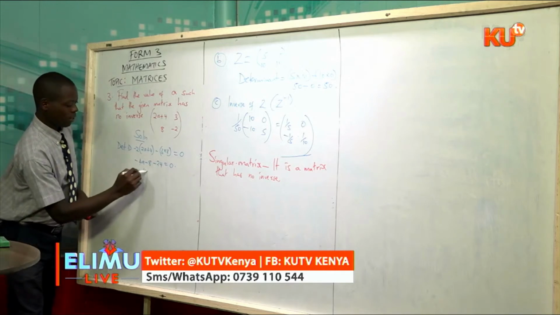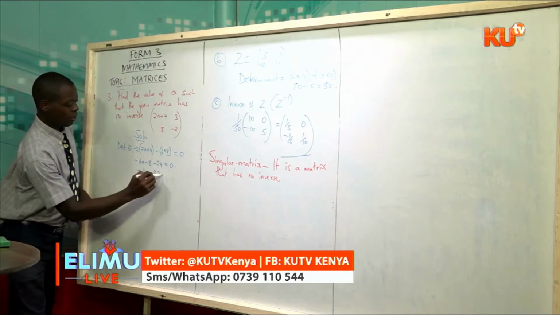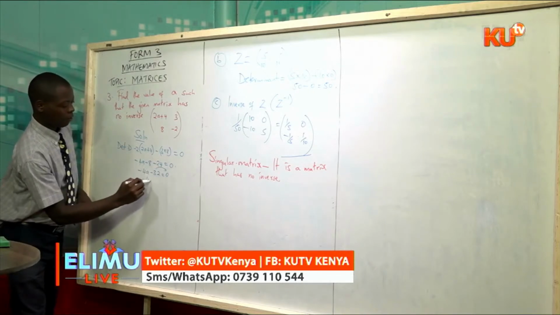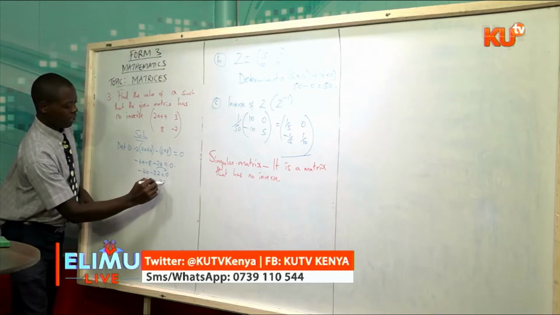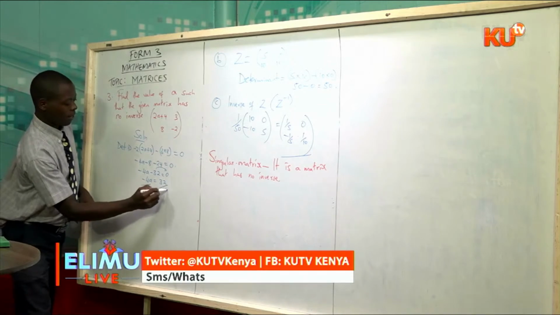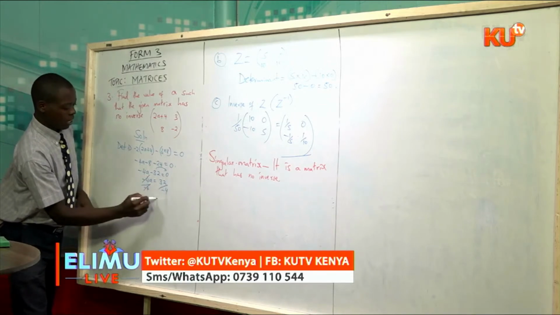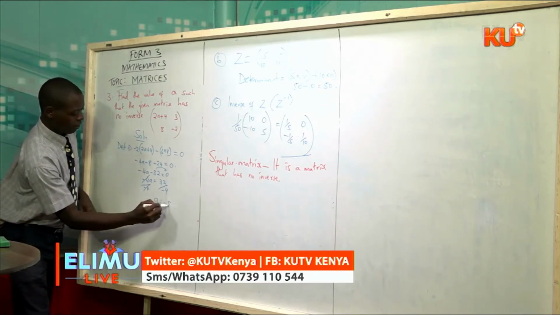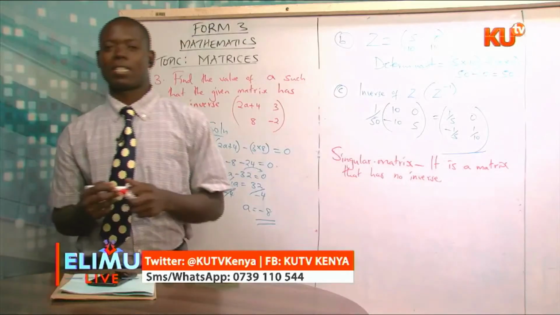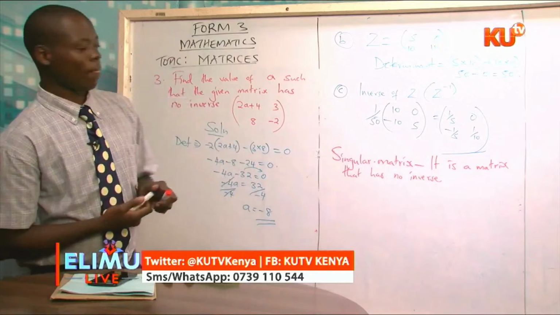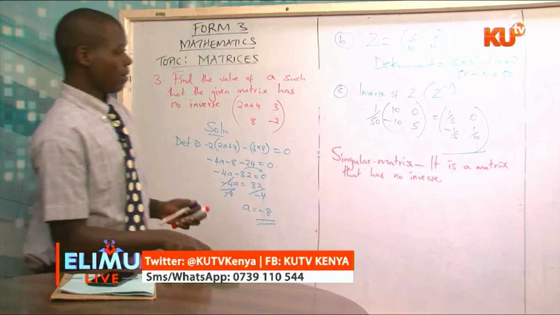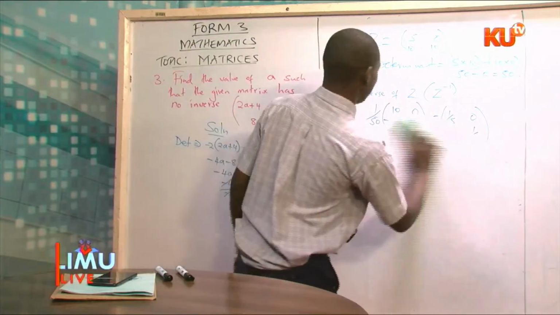Therefore, minus 4a minus 32 is 0. Take this to the right side. Minus 4a is equal to 32. Then divide by negative 4. Divide by negative 4, this cancels out, and a is equal to negative 8. So it means the value of a for that matrix to be singular, or to have no inverse, is negative 8. That is our question 3.